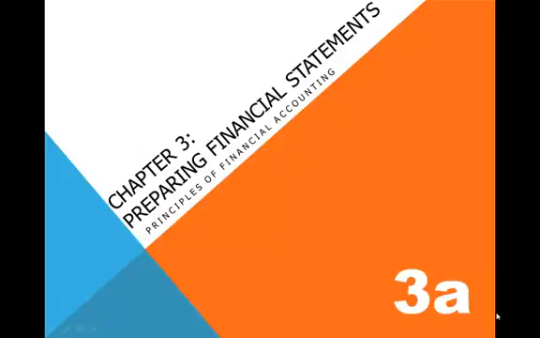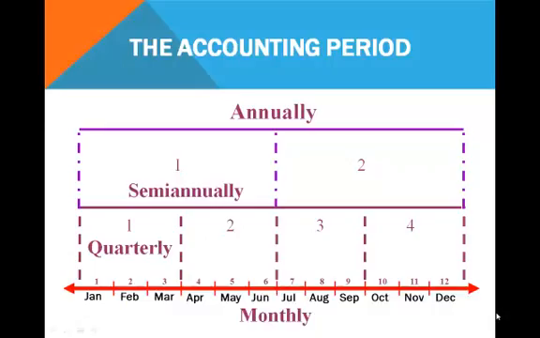Toward the end of the chapter and in the second lecture, we will review the preparation of our basic financial statements. The most common accounting period is 1 month. Companies also prepare quarterly reports and semi-annual reports. At the end of each year, most companies prepare an annual report of operations and financial position.